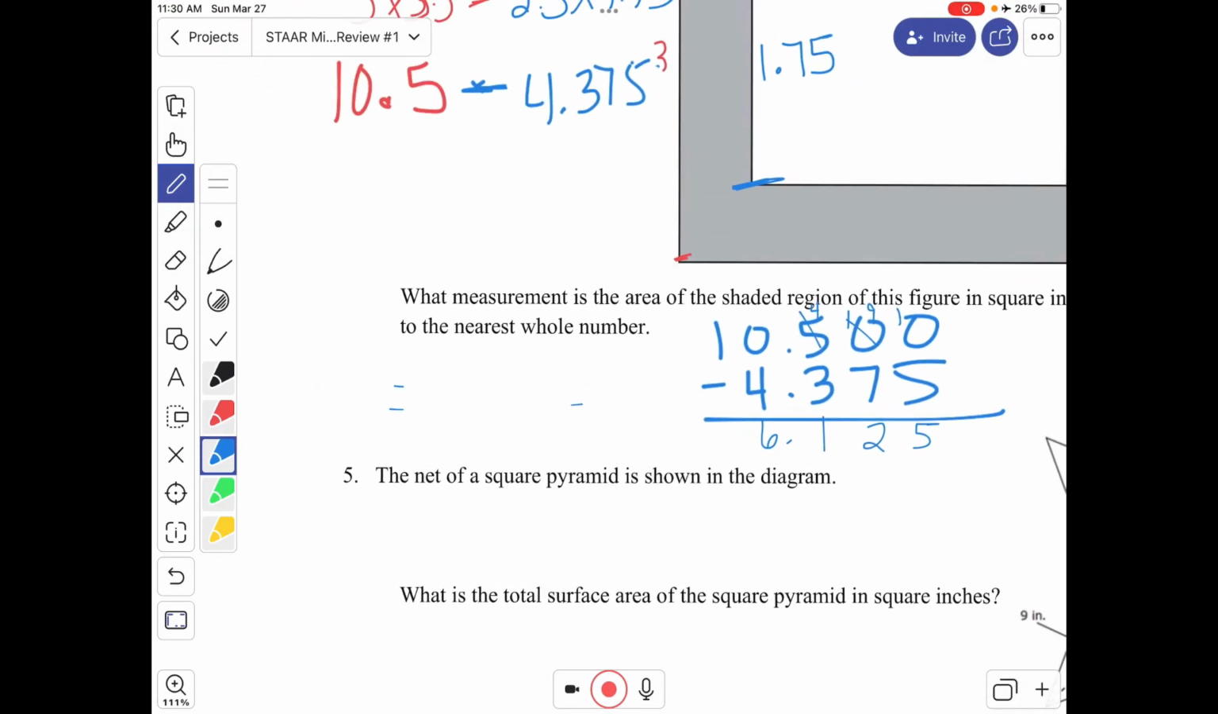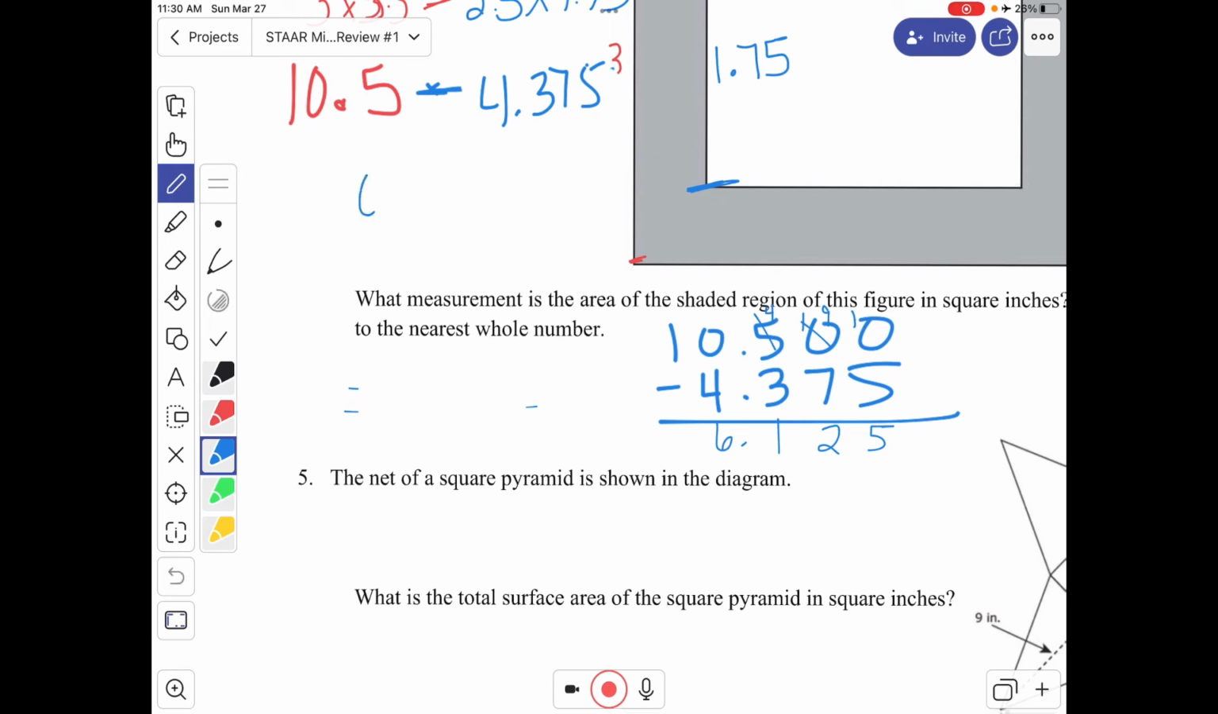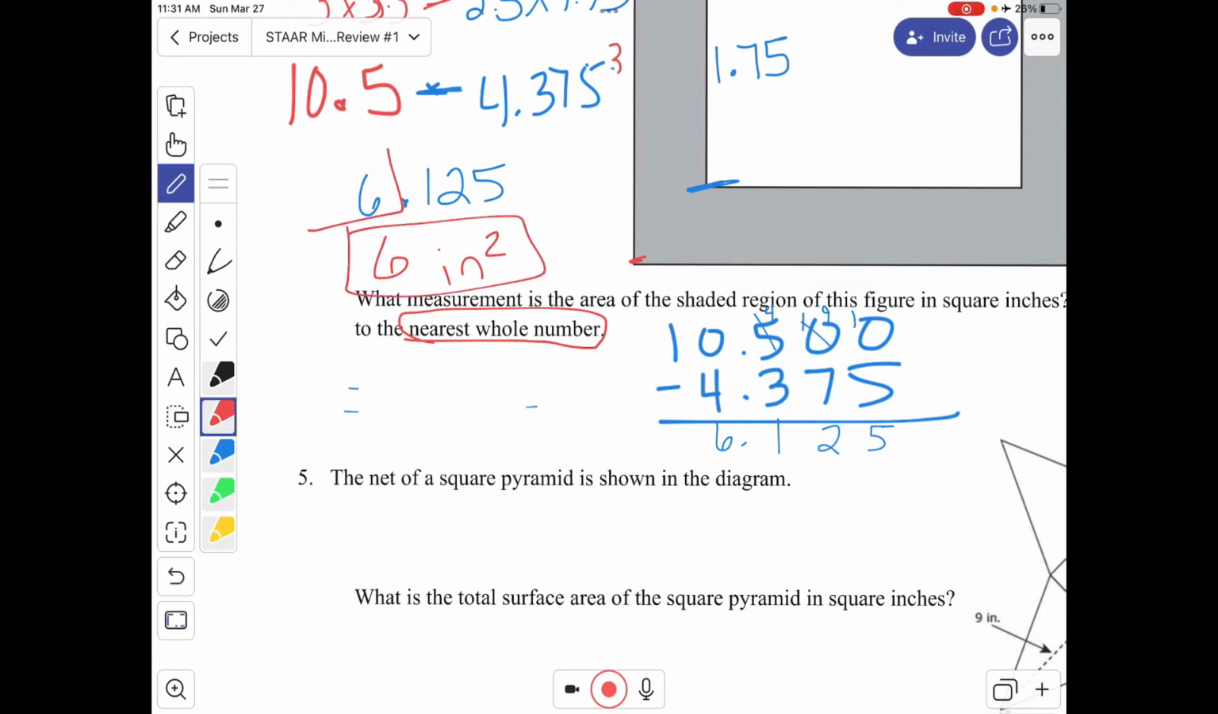So the difference in the two areas is 6.125. However, it said to round it to the nearest whole number. So the nearest whole number would be 6. 6 inches square.